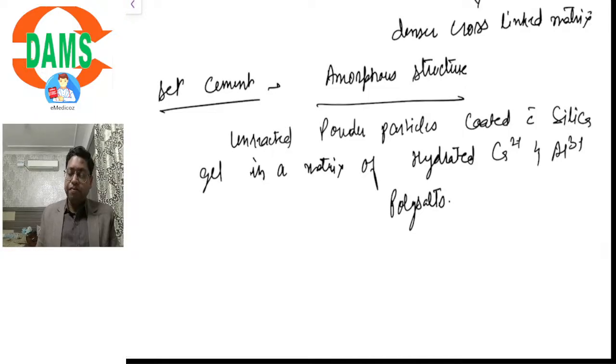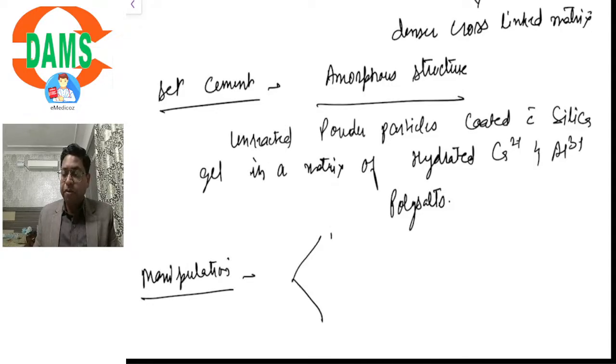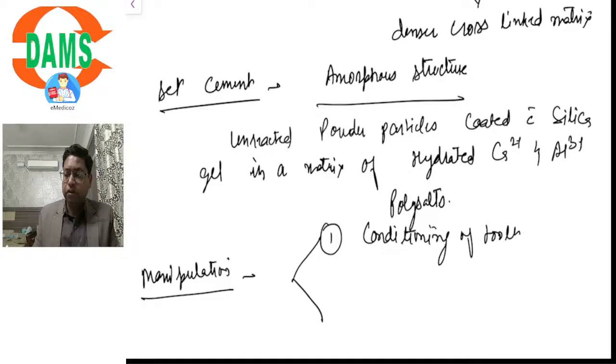If we talk about the manipulation of GIC, there are two steps involved in the manipulation. If you remember, for zinc polycarboxylate, we have discussed that glass ionomer cement has a potential of forming an ionic or chemical bond with the tooth structure. So to enhance the chemical bond with the tooth structure, we need the tooth structure to be free of the smear layer. So the first step would be conditioning of the tooth, and the second step involves cement placement.